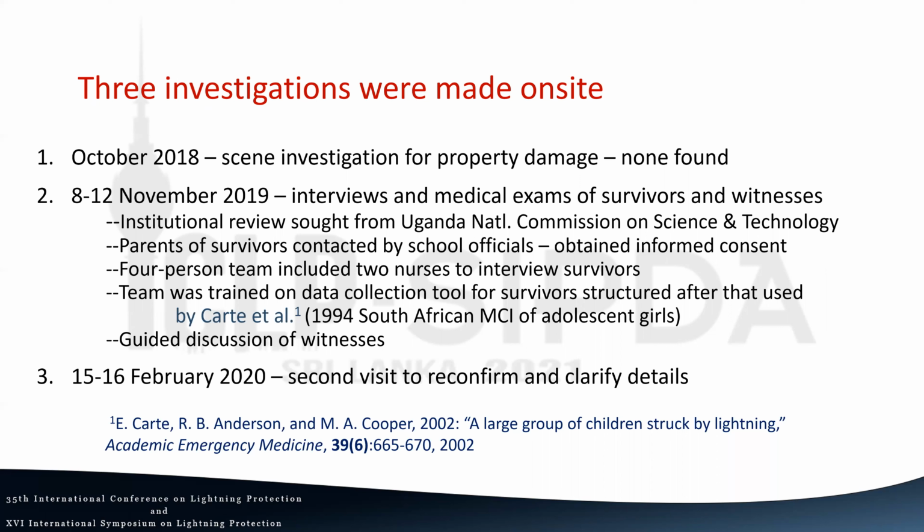The second investigation was made in November 2019. Now you see that's a year later, and this involved a review by the National Commission of Science and Technology to make sure that it was done properly, that informed consent was obtained to interview the parents of survivors. A 4-person team was there in November 2019, including 2 nurses. The team was trained on a data collection tool that was built on this paper listed down below from South Africa, "Unfortunately, a large group of children struck by lightning." And then a third visit was made in February 2020 to confirm and clarify some details from the November one a few weeks earlier.